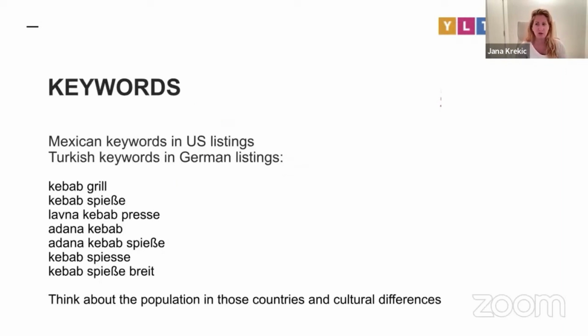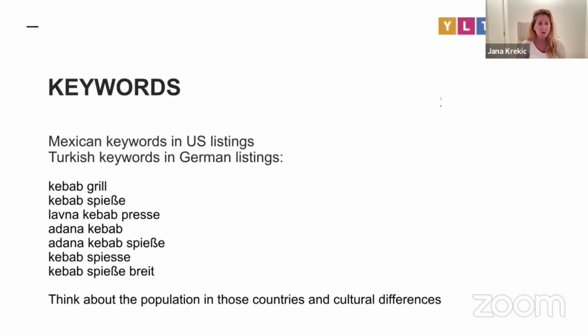When it comes to keywords, a lot of brands would just copy paste whatever they're doing from the UK to the US or vice versa. But basically, what you need to pay attention to is the keyword results. So Mexican keywords will show up in US listings because of the Hispanic population. Do not copy paste them and sell in the UK because they would not be relevant in the UK.